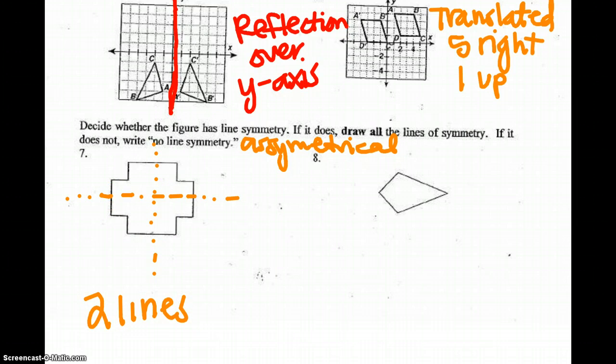The second one, number 8, only has 1 line of symmetry, and it is right down the center. It's hard to make a dotted line. It's right down the center, because when I flip that top half over the bottom half, it is the same shape.